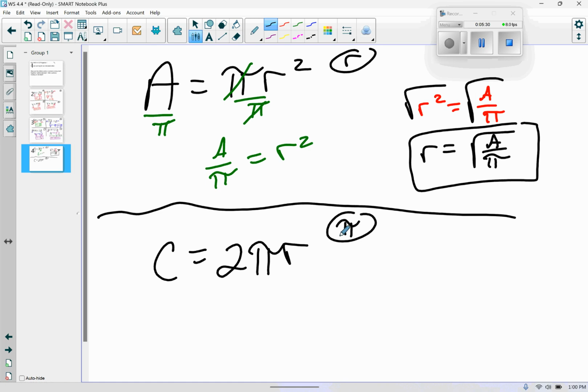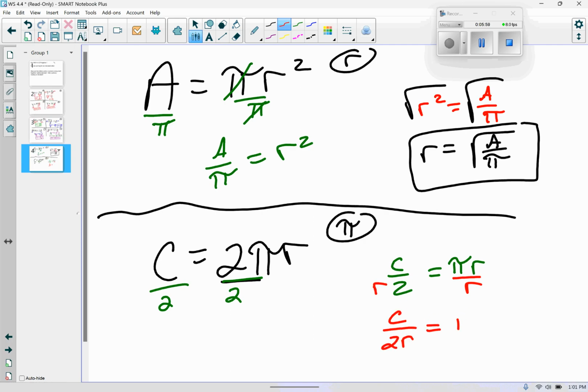For this last problem, 2, pi, and r are all being multiplied together. Pi r, I'm sorry, I made a mistake. So pi and r are being multiplied together. So let's divide both sides by r. So I get c over 2r equals pi, because those cancel out, and so you've solved it.